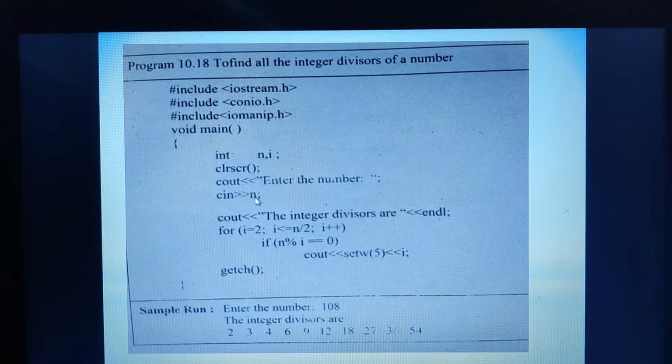The user has entered the number here. Then I am just printing, before I want the actual output, here: the integer divisors are. Okay, now what is the logic?